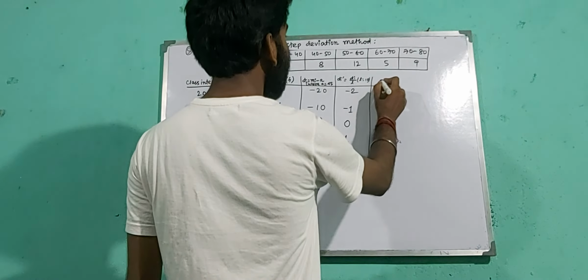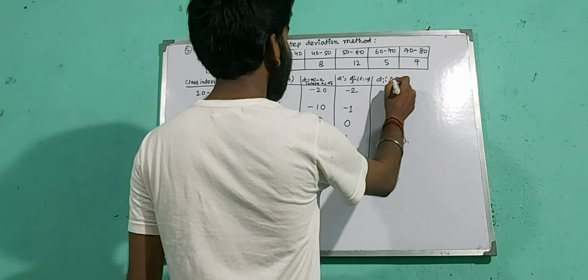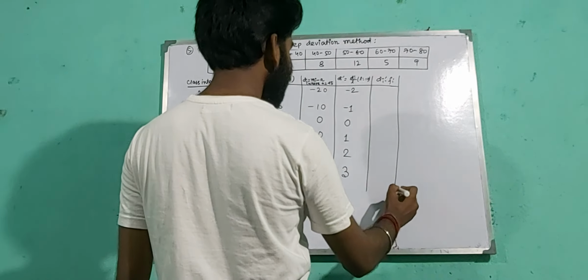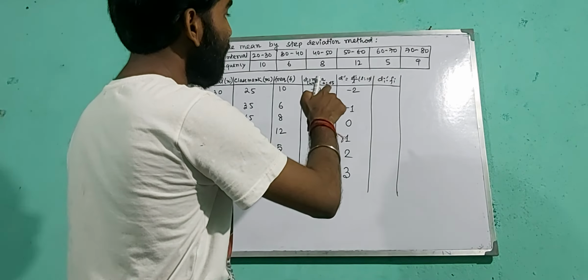And the last one we will write di dash into fi. Do not forget fi. What is fi? This one. See, now we have to do the calculation carefully, because something more has come in the middle. See, 10 into minus 2, minus 20. Minus 1 into 6, what will be? Minus 6.